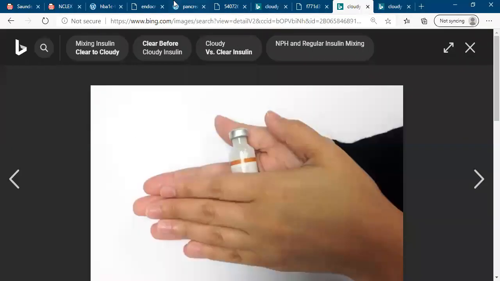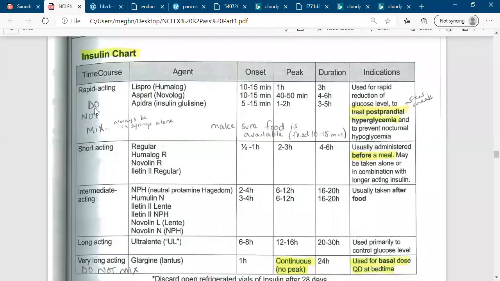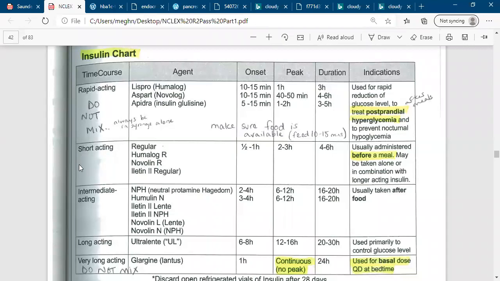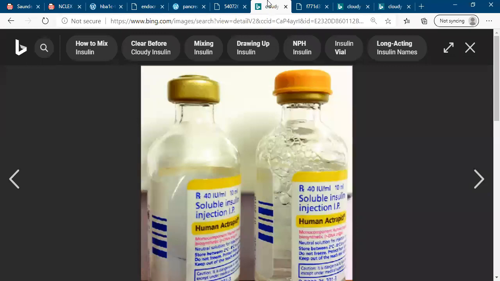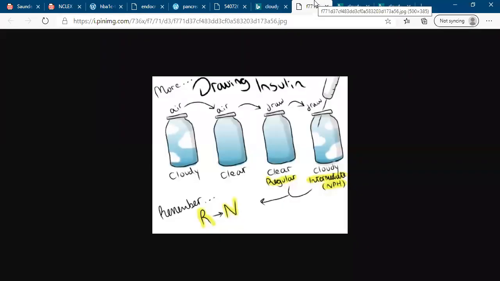Another insulin is called short-acting insulin. The short-acting insulin's other name is regular insulin, right? Short-acting insulin is called regular insulin. And regular insulin's other name is clear insulin.